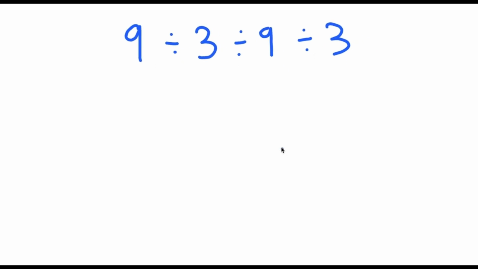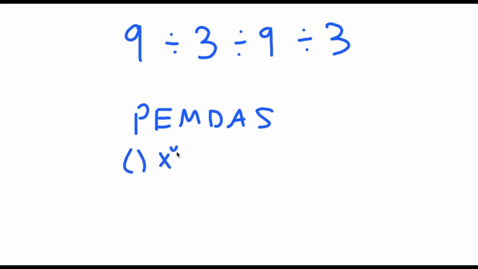Alright, so in this video, I'm going to solve the expression 9 divided by 3 divided by 9 divided by 3. So to solve this, I'm going to be using PEMDAS, which, as a refresher, the P here stands for parentheses, the E stands for exponents, the M stands for multiplication, the D stands for division, the A stands for addition, and the S stands for subtraction. And this is the order I solve any expression.